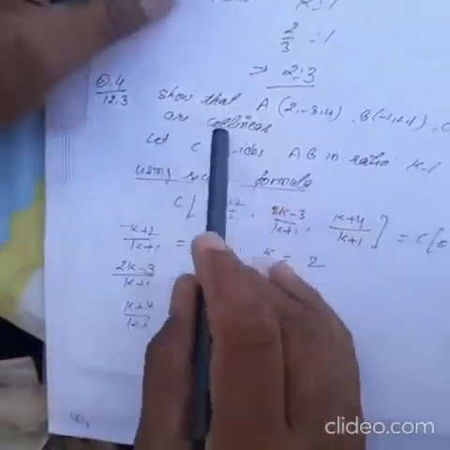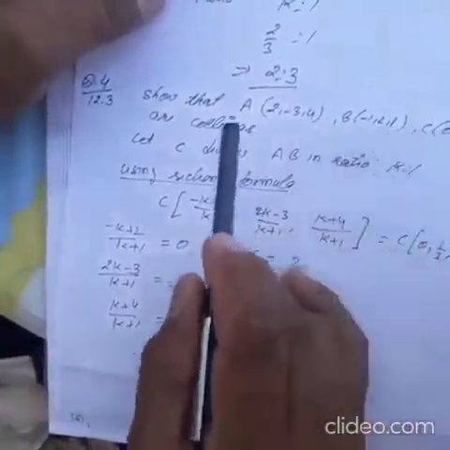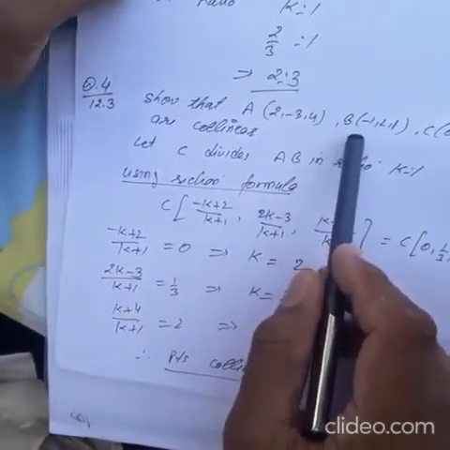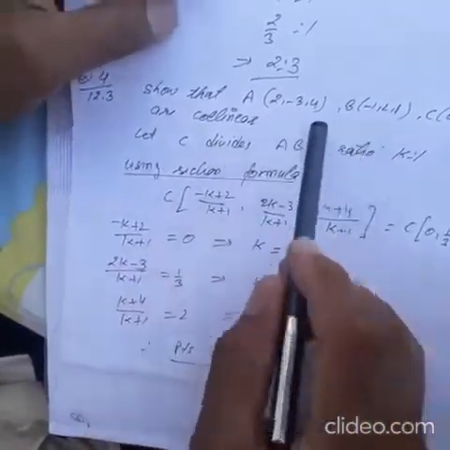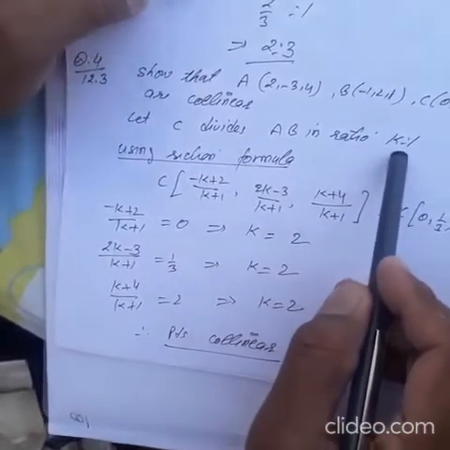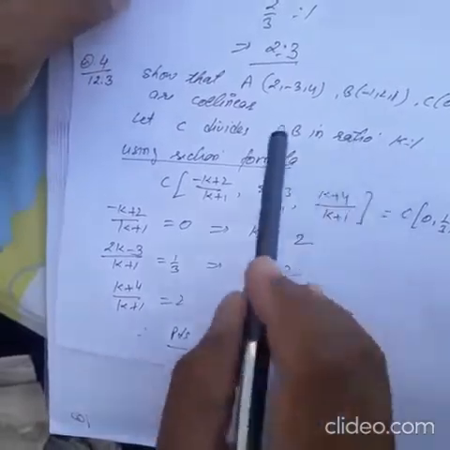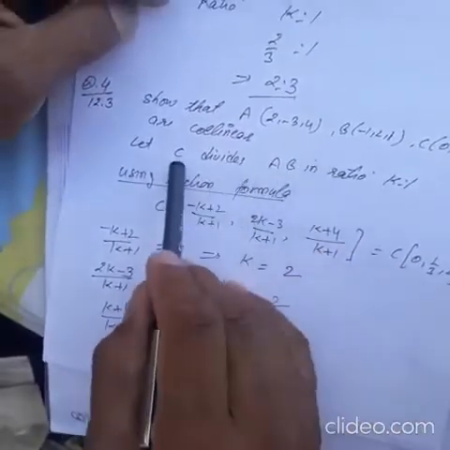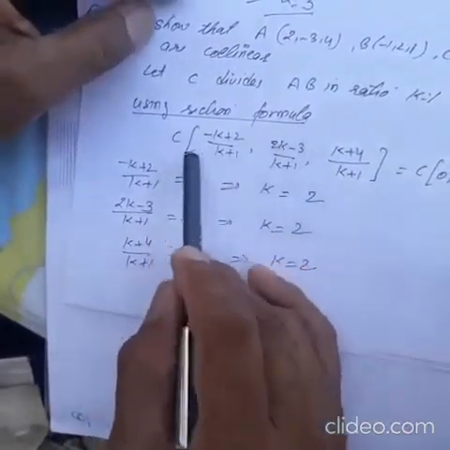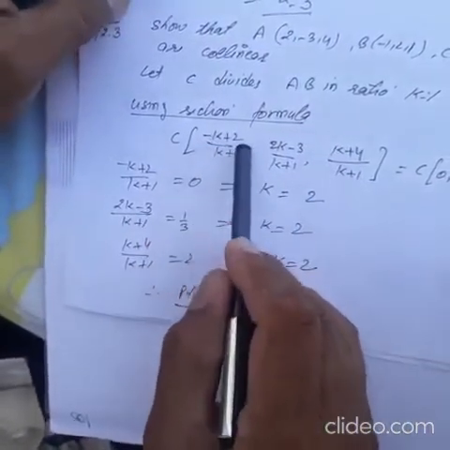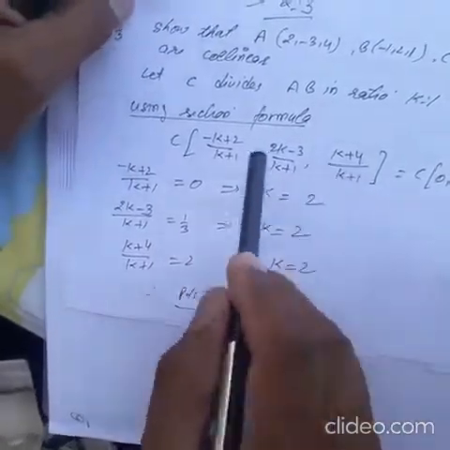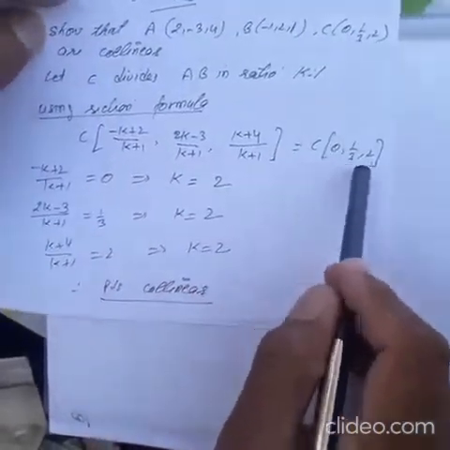Question number 4. Show that the points A, B, C are collinear. So same type of question that we have done earlier. So let C divide AB in ratio k is to 1. And use section formula to find out coordinates of C. So using section formula, coordinates of C will be (minus k plus 2) upon (k plus 1). This is y coordinate, this is z coordinate. These coordinates will be equal to the given coordinates.